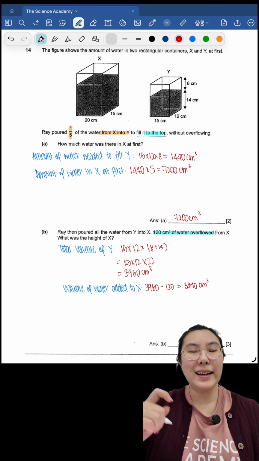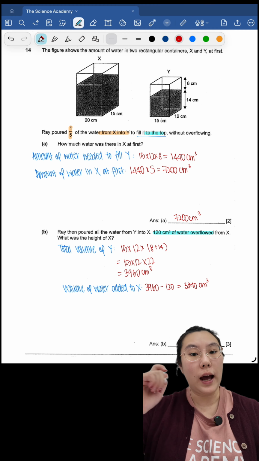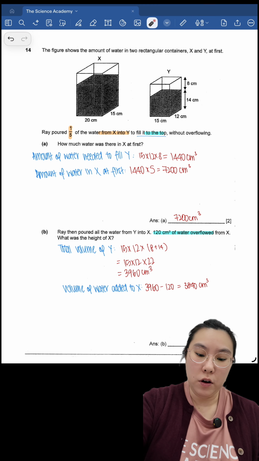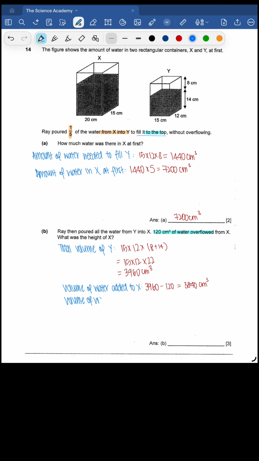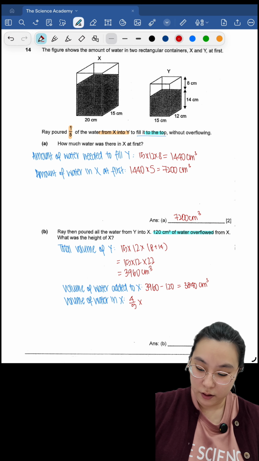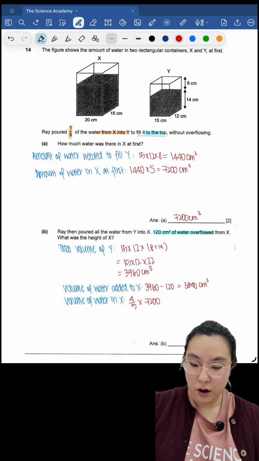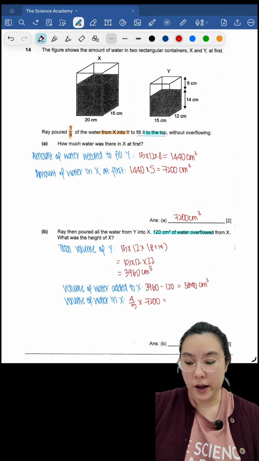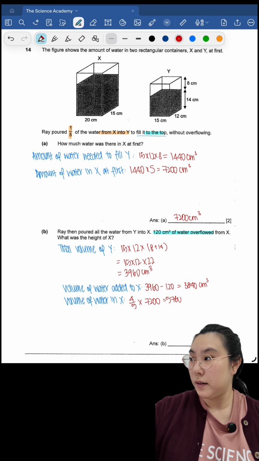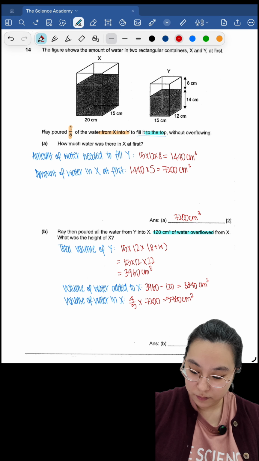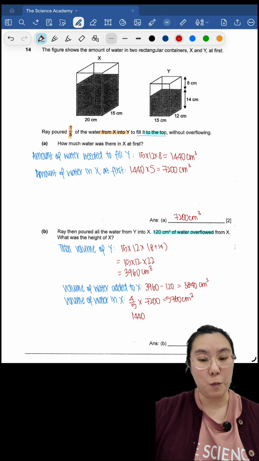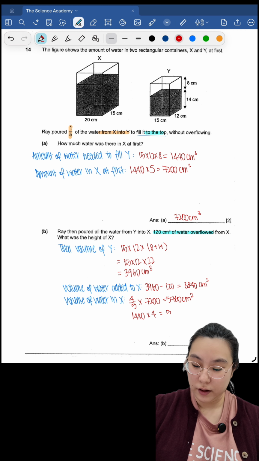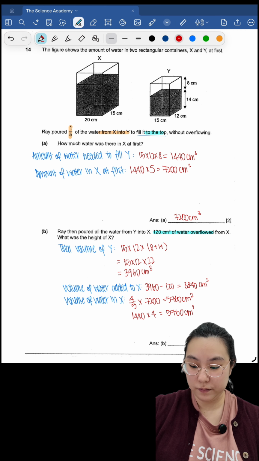Now remember, X had 1/5 of its water poured out before. So therefore, to find how much water there was in X now, you will need to take 4/5 of the amount of water you had in X at first. Alternatively, you could also just take 1/5 and multiply it by 4.